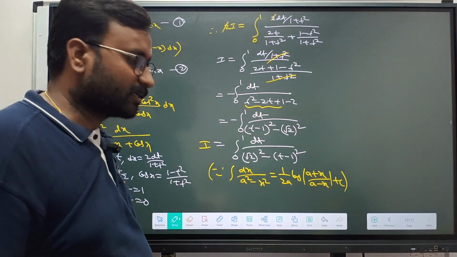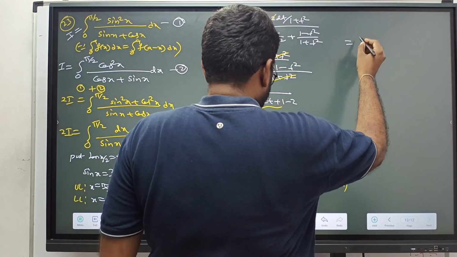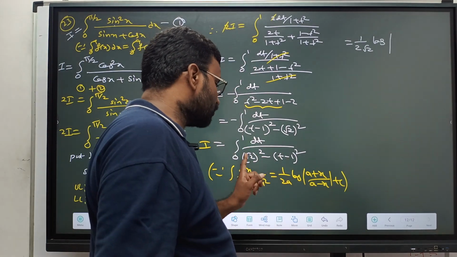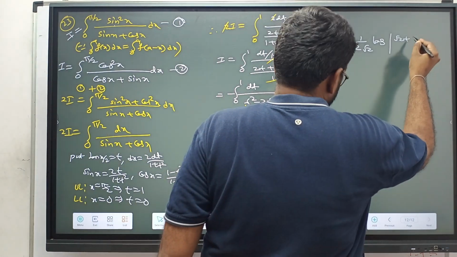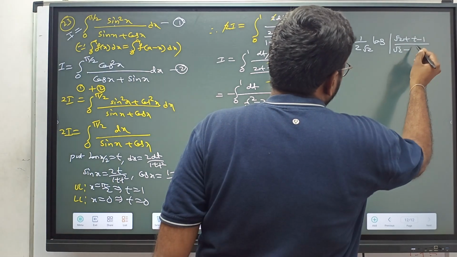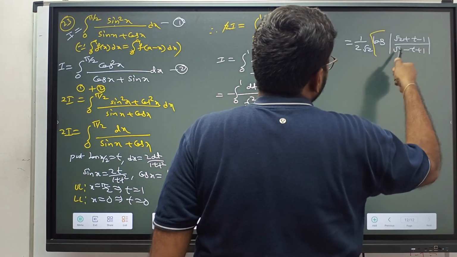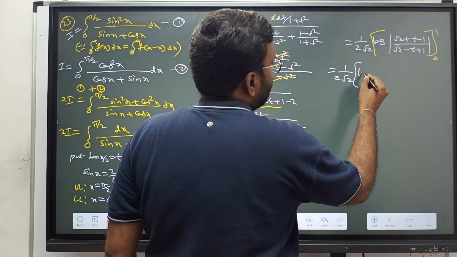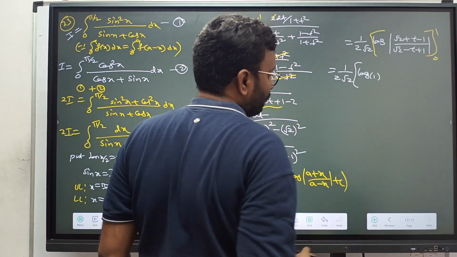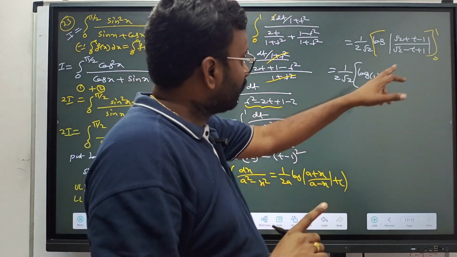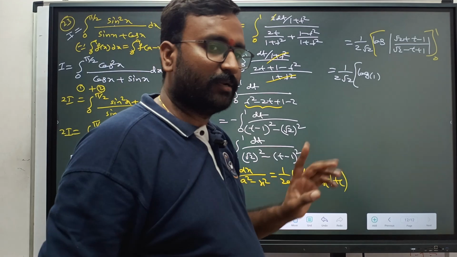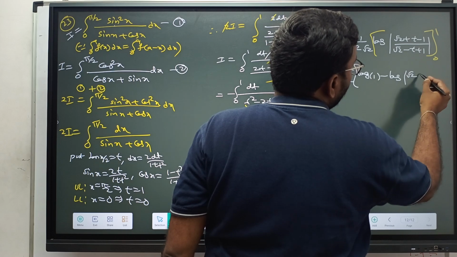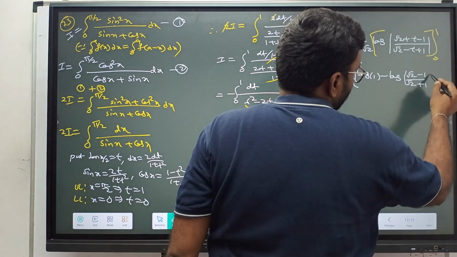So here a is root 2 and x is t minus 1, so which is equal to 1 by 2a, a means root 2, log mod (a plus x) by (a minus x), that is root 2 plus t minus 1 by root 2 minus t plus 1. Limits, what are the limits? 0 to 1, which is equal to 1 by 2 root 2 log of, lower limit we already know, upper limit you know, we get log 1. Why? Because 1 minus 1 is 0, minus 1 plus 1 is 0, root 2 by root 2 is 1. And minus log mod, if you substitute the lower limit, what you will get? Root 2 minus 1 by root 2 plus 1.